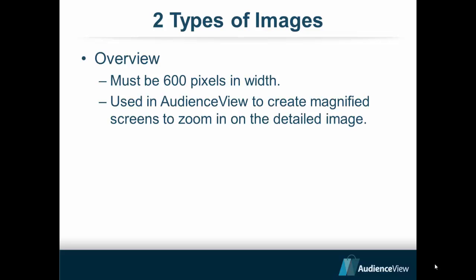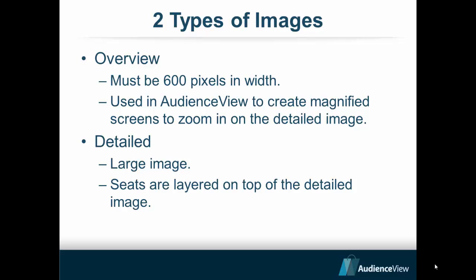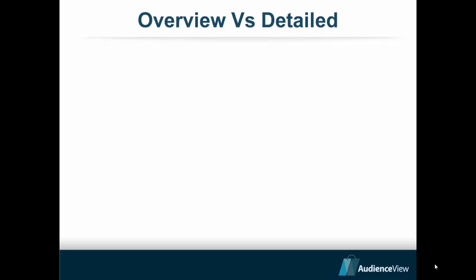One is referred to as the overview image, and the second is the detailed image. The overview image must be no more than 600 pixels in width, and is used by AudienceView to create magnifying screens to actually zoom into what we call the detailed image. Now the detailed image is a much larger image, and this is where seats are actually layered on top of the image itself.